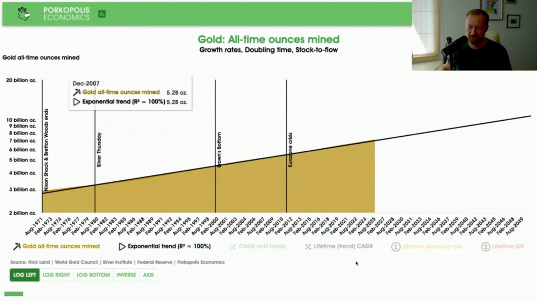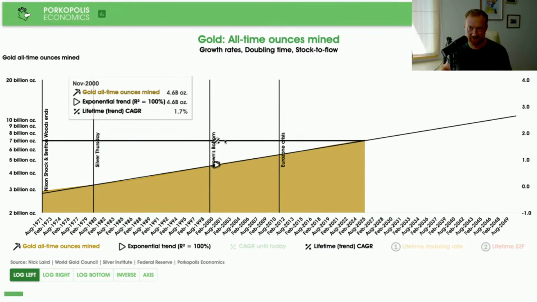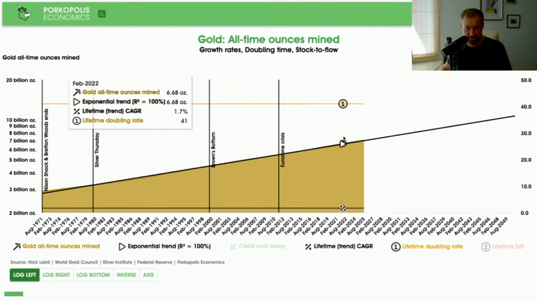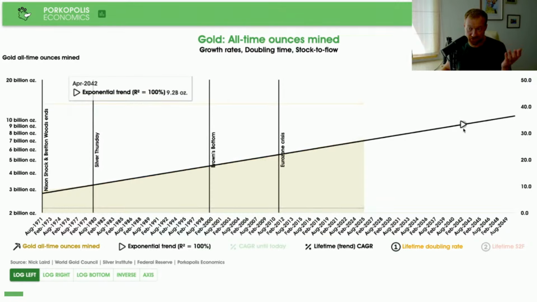But anyway, let's go back to our little exercise. What's the lifetime CAGR of gold? There it is. Since 1971, this is higher if you pull it back farther, but the latest of the trend is 1.7%. Doubling time, 41 years. That's a good number to look at. The stock of gold, that is the trend line itself, will double every 41 years. And that's a constant doubling. You notice it doesn't change, it doesn't go down, it doesn't go up, it's just constant. So when people say gold is a fixed asset, it's not.